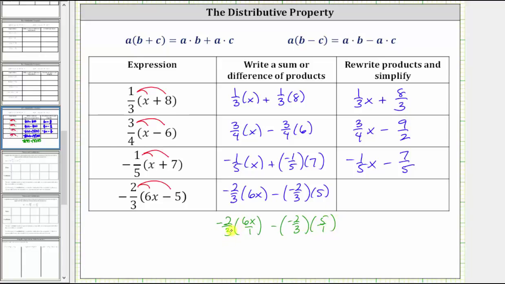Notice here we can simplify before multiplying, because 3 and 6 share a common factor of 3. There's 1 3 in 3 and 2 3's in 6. This simplifies to negative 2 times 2x, which is negative 4x. And then we have minus, here nothing simplifies, and therefore we have minus negative 10/3. But remember, subtracting a negative is equivalent to adding a positive, and therefore we should rewrite this as a sum. This is equivalent to negative 4x plus 10/3, which is the simplified expression.